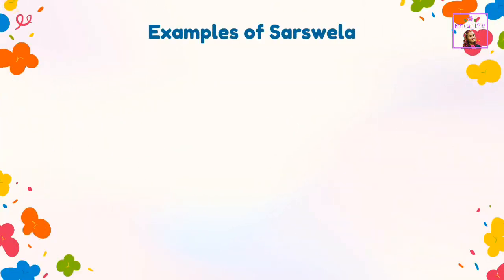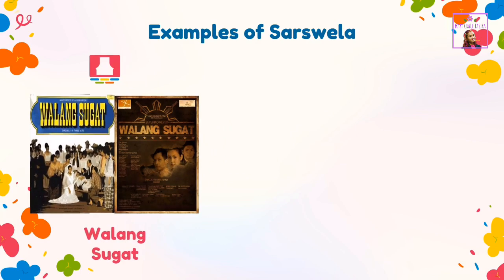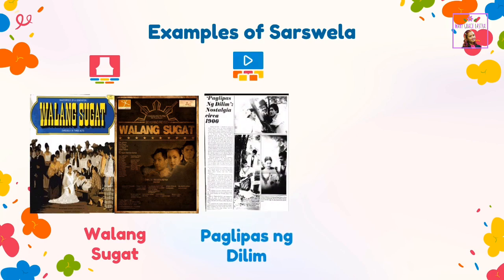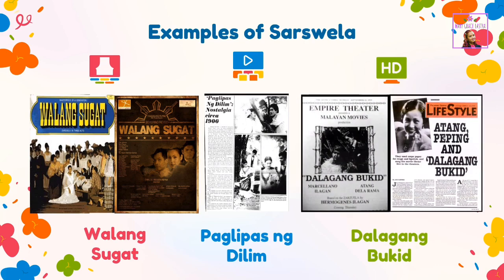The following are examples of zarzuela. Walang Sugat, Not Wounded, 1902, is a zarzuela play which talks about the Filipino foibles, weak points. Paglipas ng Dilim, After the Darkness, 1920, is a zarzuela play that attacks social evils. It is a Spanish lyric dramatic genre written in the Tagalog language by Filipino playwright and novelist Precioso Palma. Dalagang Bukid, Country Maiden, 1919, is a play that tells an entertaining love story.